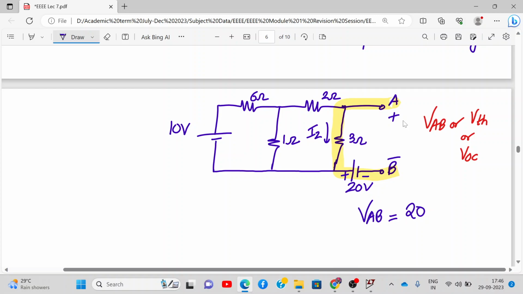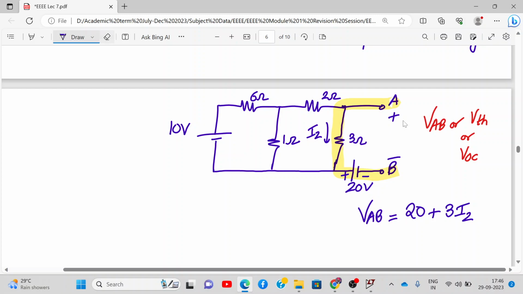That's why the current flow will be positive over here. The sign will be positive, so plus 3 times I2. So VAB eventually will be, when we go from B to A, plus 20. Now we are going against the direction of the current, so it will be plus 3 I2 if we consider this current as I2.